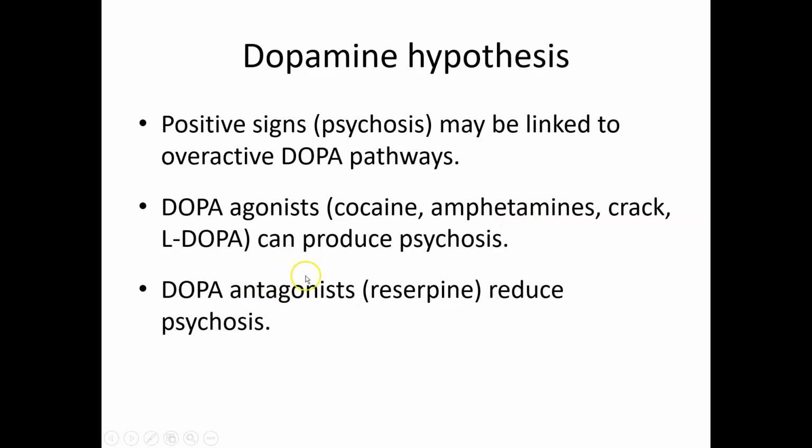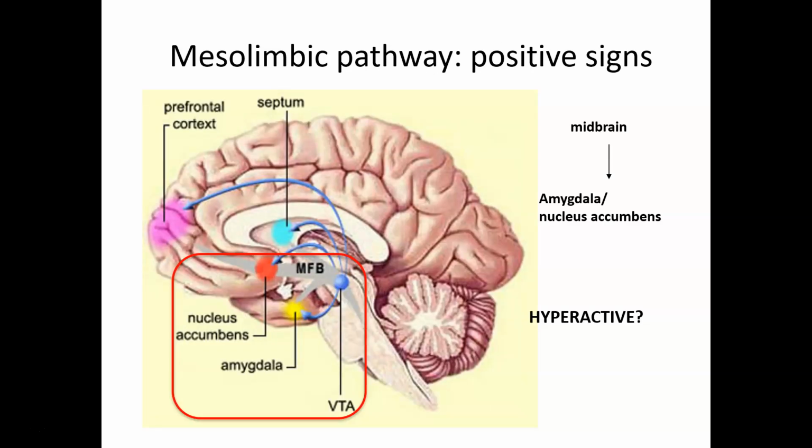And additionally, dopamine antagonists like Risperidol do reduce psychosis. But it's a little bit more complicated than overactive dopamine leading to schizophrenia, as we're about to see. But right now, let's just focus on our positive signs of schizophrenia.